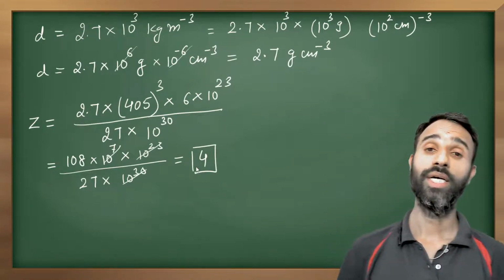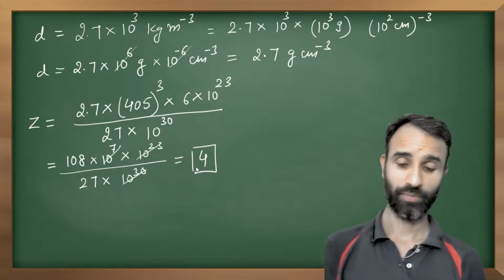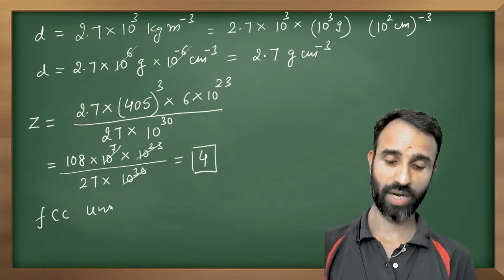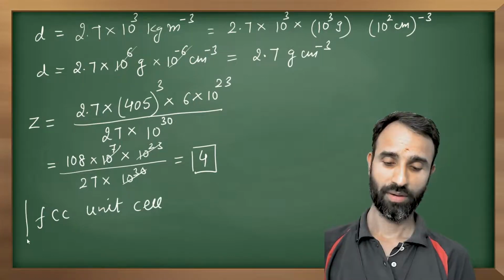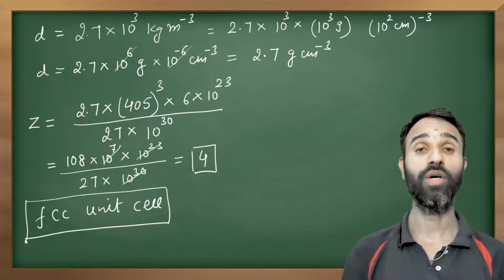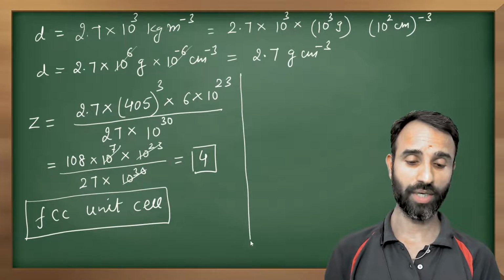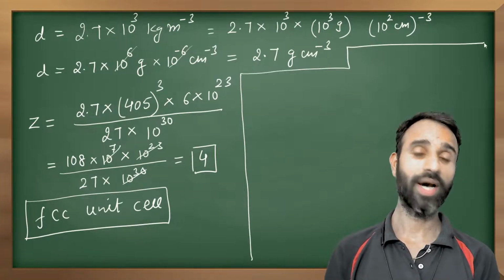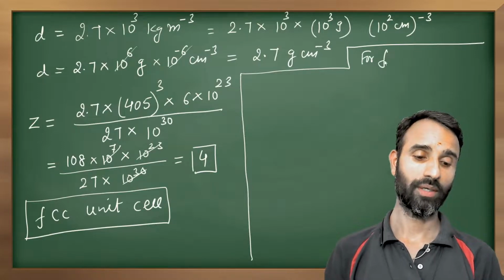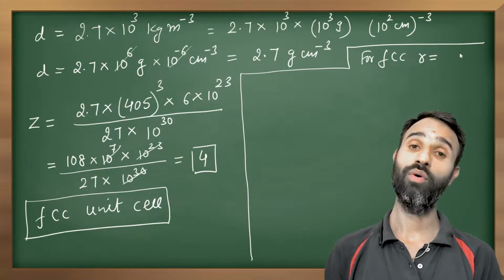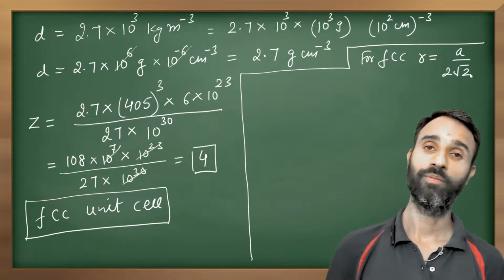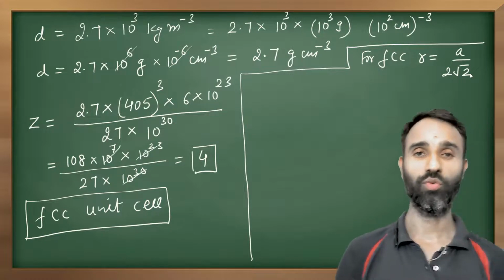So that means the unit cell is FCC. It is FCC unit cell, or we can say CCP, FCC or CCP. And for FCC or CCP, what is the relation between R and A? For FCC, R equal to A by 2 root 2. R equal to A divided by 2 root 2.